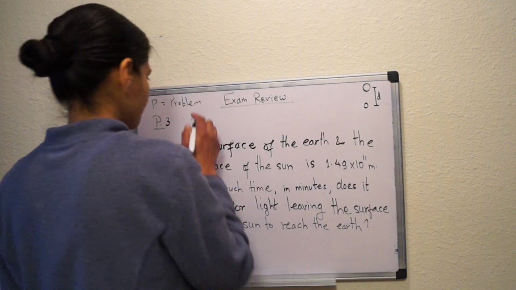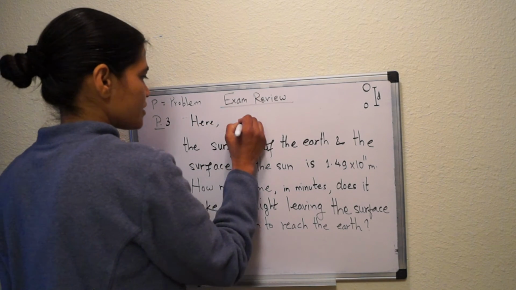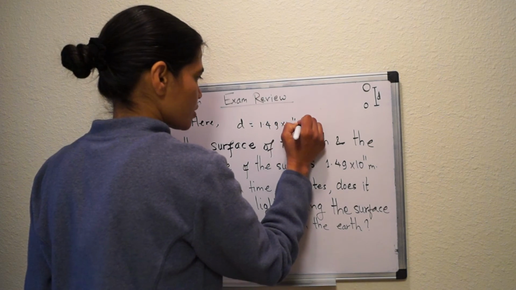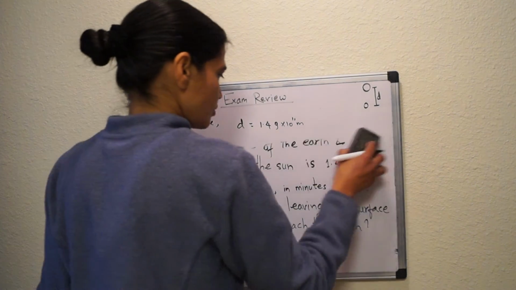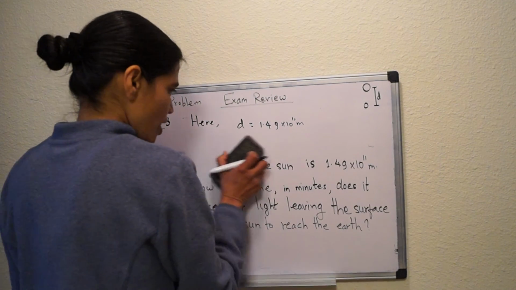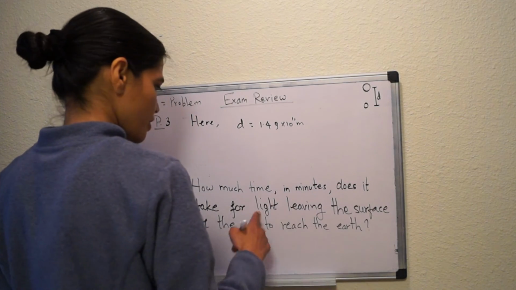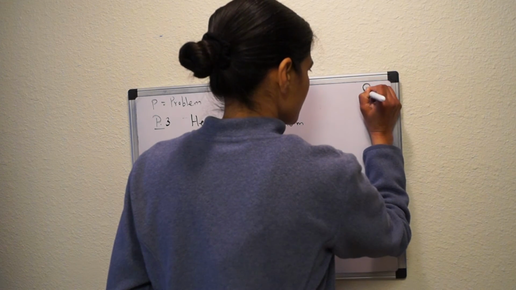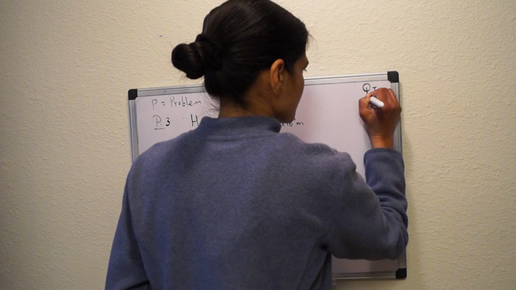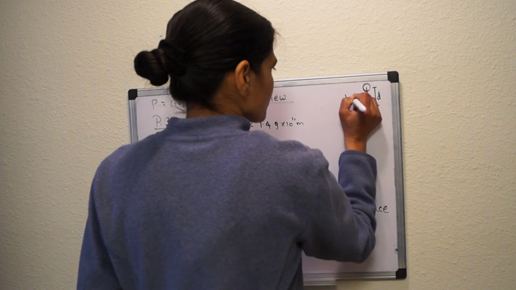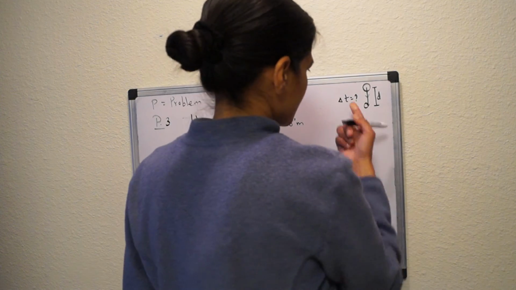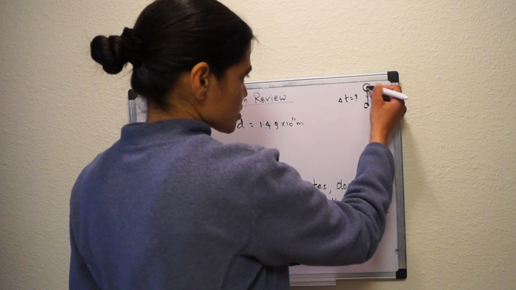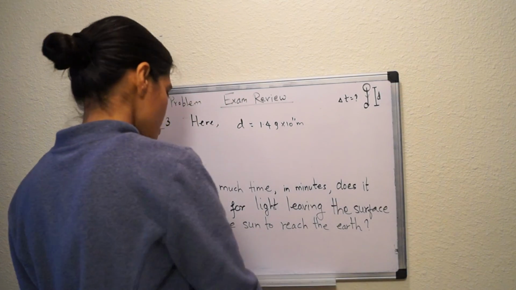So I'm going to start writing here. Distance is what? 1.49 times 10 to the power 11 meter. How much time in minutes does it take for light leaving the surface of the sun to reach the earth? Let's say sunlight leaves from here and travels all the way here. That's the ray. What is the time, the duration, delta t taken by sunlight leaving the surface of the sun to reach the surface of the earth?